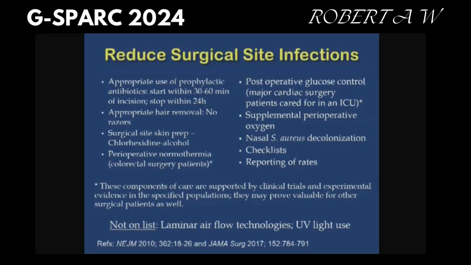On this list are not two things that have been controversial in the past. One is laminar airflow technology, particularly for orthopedic procedures. Another is the use of UV lights in ORs. Neither of those has been shown consistently to be effective.